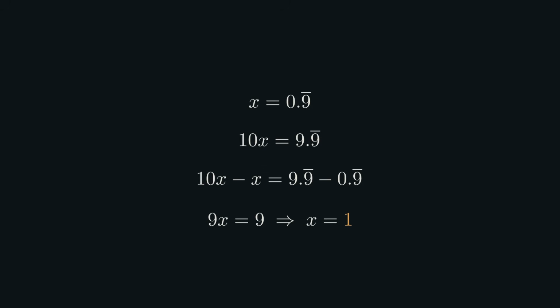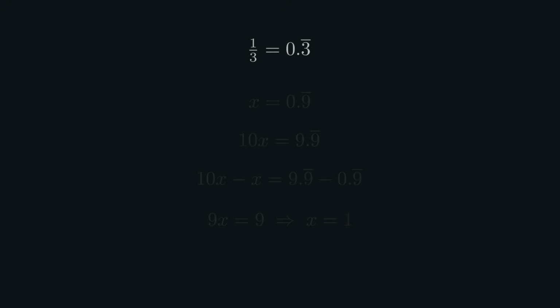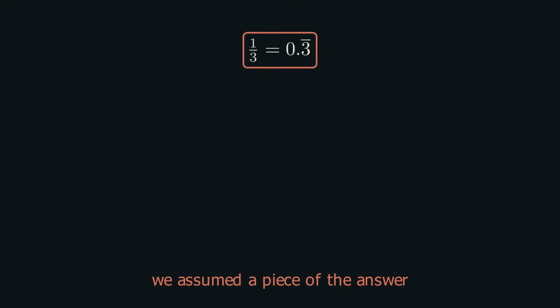Both of those win the argument and somehow leave you unconvinced. There's a good reason for that. Look again at the first one. It opens by claiming that 1/3 is exactly 0.3 repeating. But that's the same kind of statement we set out to check in the first place. We quietly assumed a piece of the answer in order to reach the answer. The second proof hides the same move.